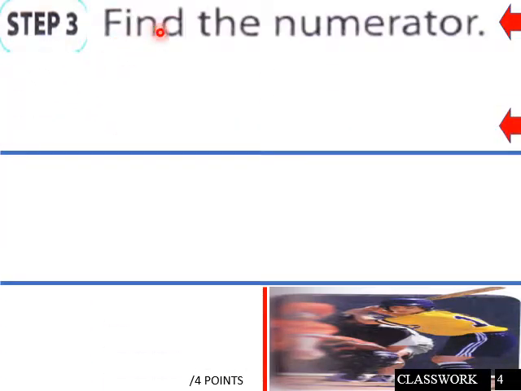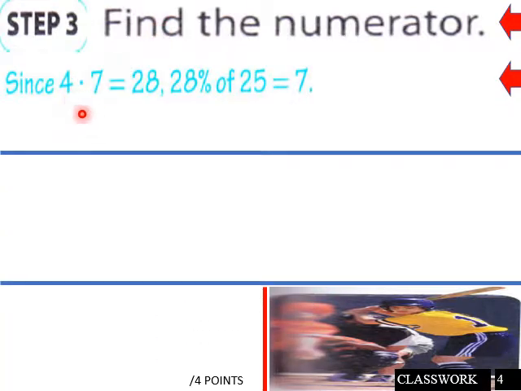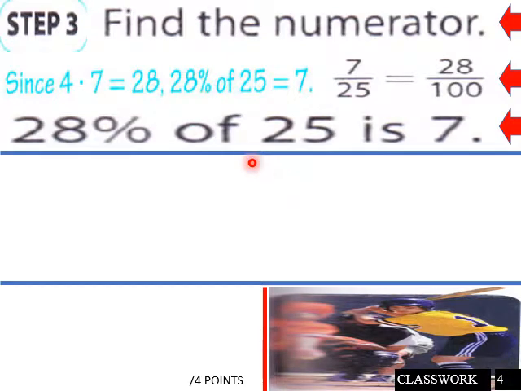And step 3 will be find the numerator. Since 4 times 7 equals 28, 28% of 25 will equal 7. So we did that using a proportion. So 7 over 25 equals 28 over 100. Therefore, 28% of 25 is 7. Here is your amount.